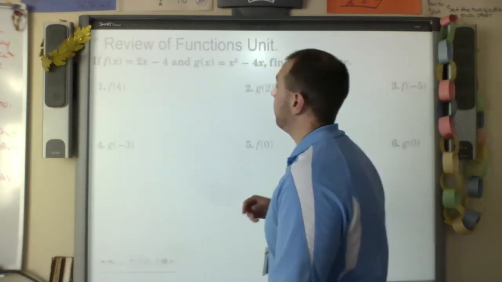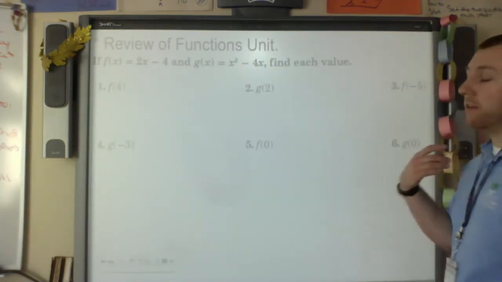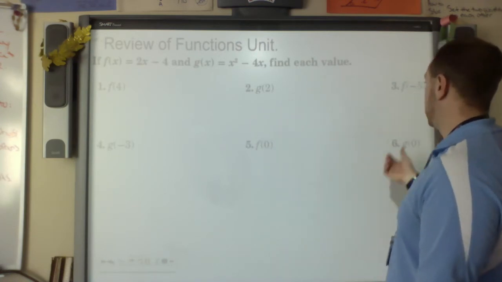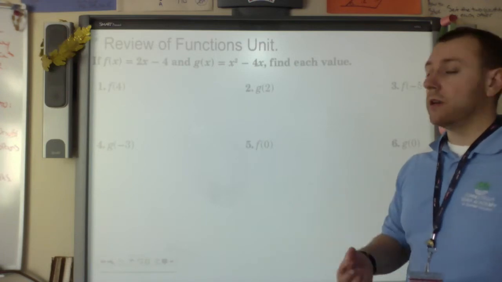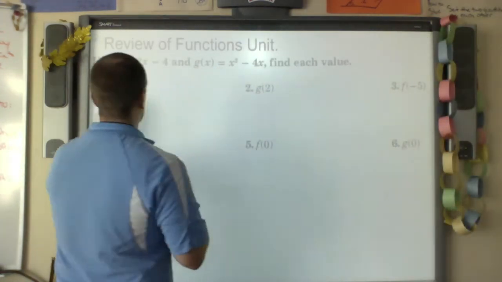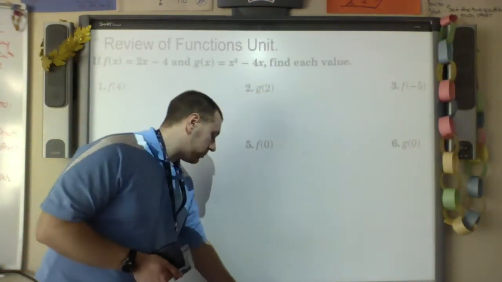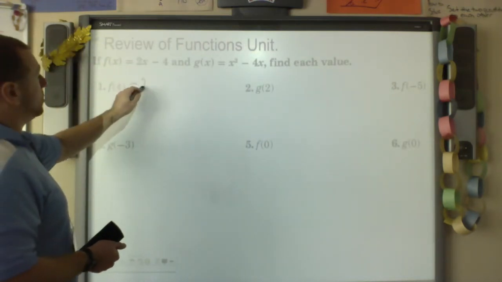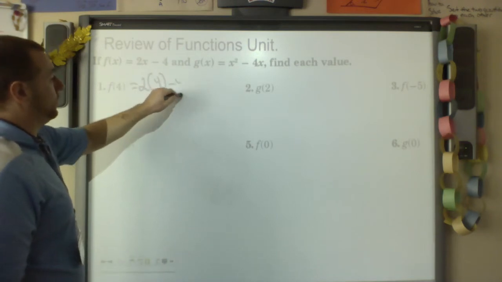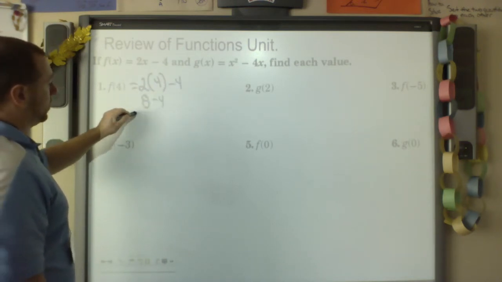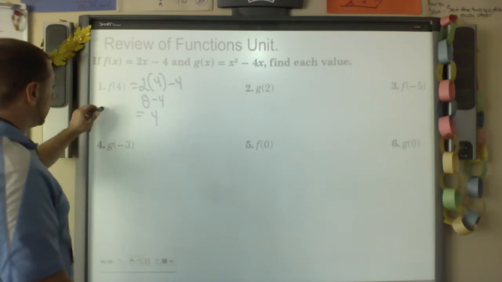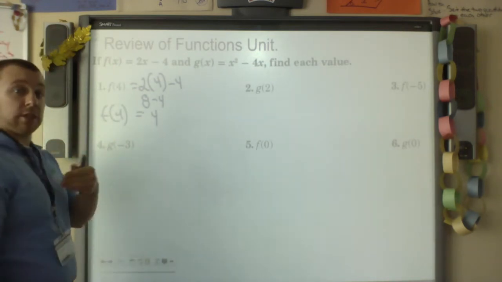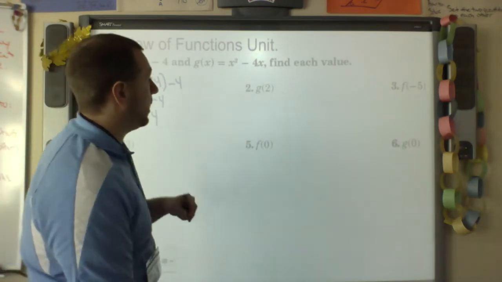So function evaluation, or evaluating functions, is this: f of 4, g of 2, f of negative 4. What this means is all I do is I take this 4 here and I plug it in where the x is. So it's 2 times 4 minus 4, 8 minus 4, so that's 4. So my f of 4 is 4. All it means is I'm just substituting in the x value.